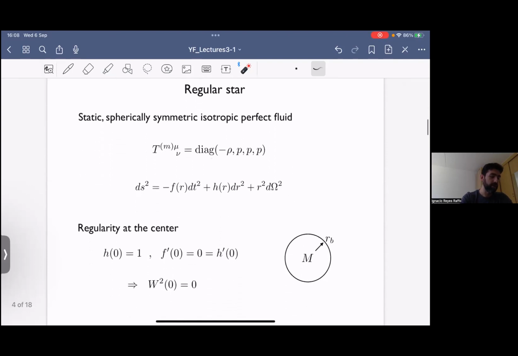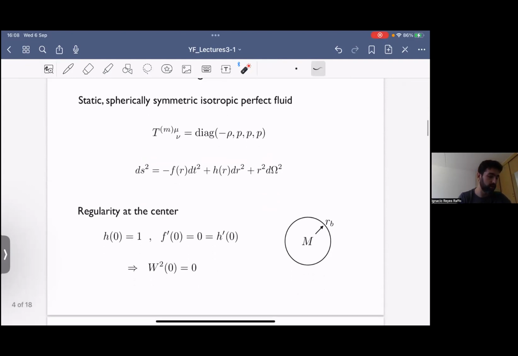Okay, so by a regular star, we already talked about this, but to recap, we have this isotropic perfect fluid. The metric has two unknown functions of the radial coordinate.